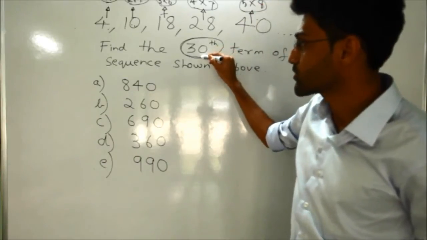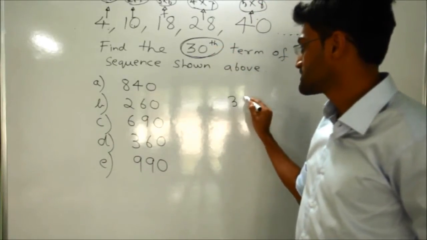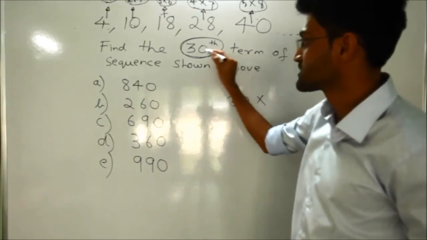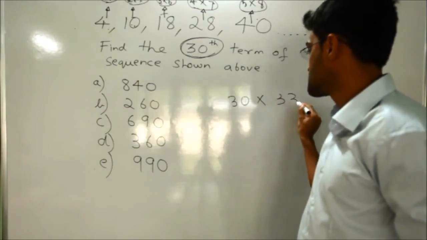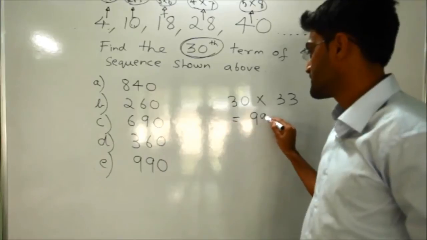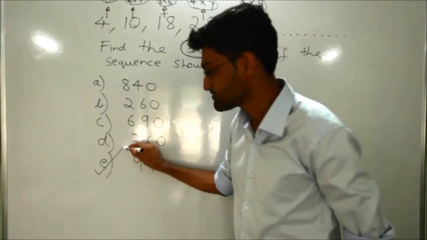Hence, the answer to our question is 30 times something which is 3 more than 30, which is 33, and the answer is 990, which would give us this option.